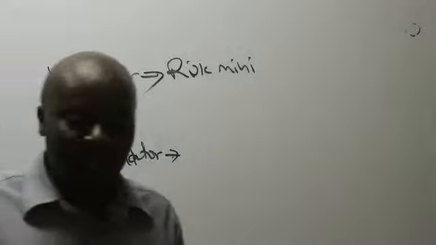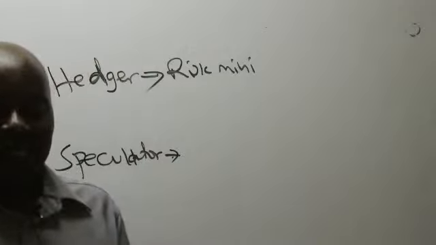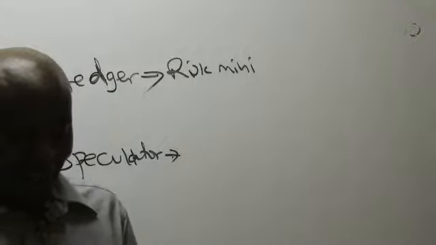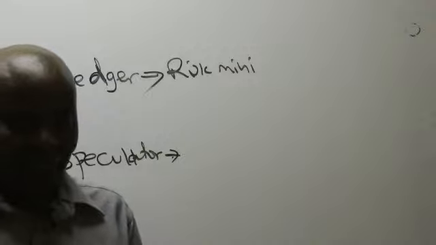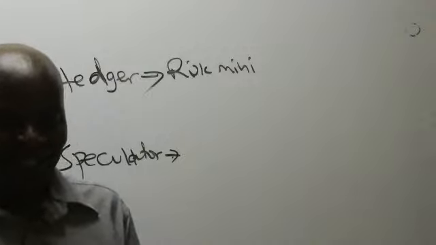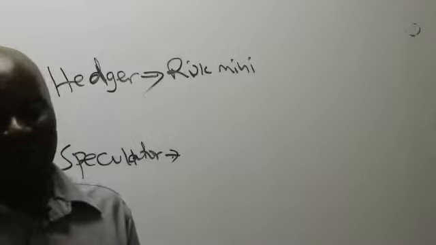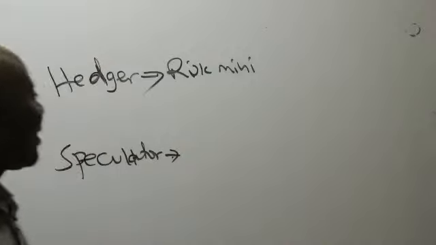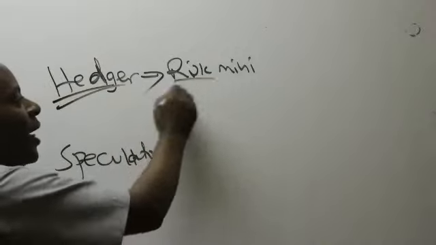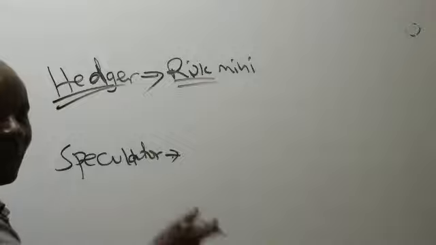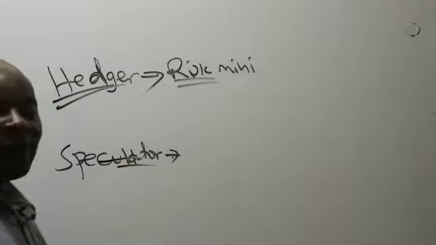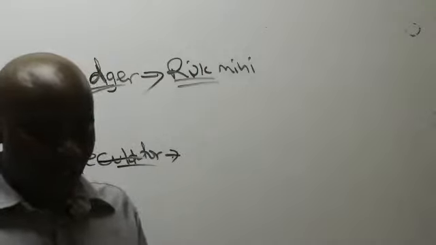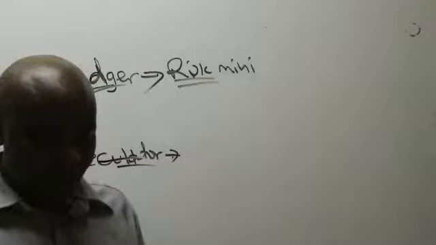Hiyo si imekutosha ama unataka tuendelee kuexplain tena? Tuna-explain nini? Ukisikia tu hedging, you are reducing what here? Risk minimization. Kama speculators wa shamba. Speculator wa shamba hawataka kujua mambo, ana buy leo 10 years aende kufanya namna gani? Kuuza, apate nini? Apate profit.